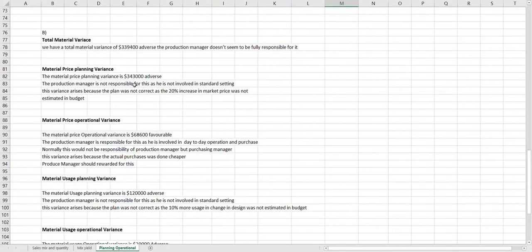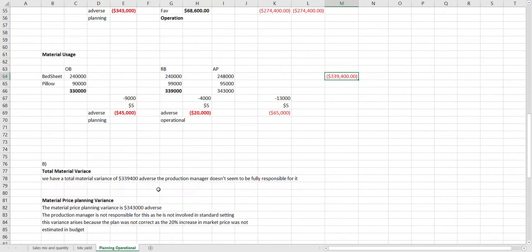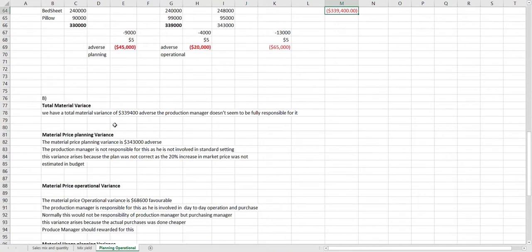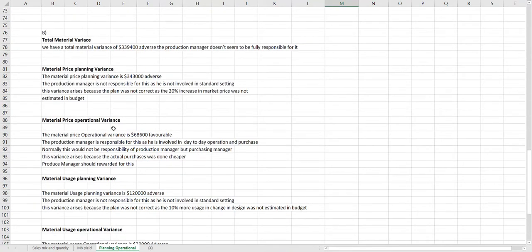Okay, material price planning variance is 343,000 adverse. The production manager is not responsible for this. So you say he's responsible, he's not responsible, it is not enough comment. You have to say why. As he's not involved in the standard setting. The variance arises because the plan was not correct, as the 20% increase in the market price was not estimated in the budget.